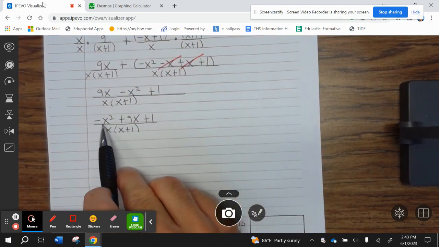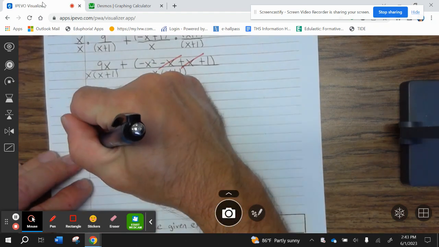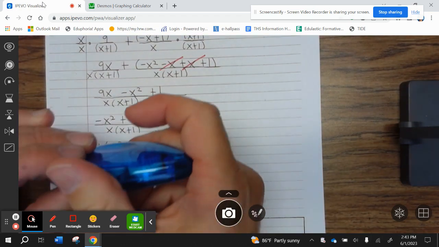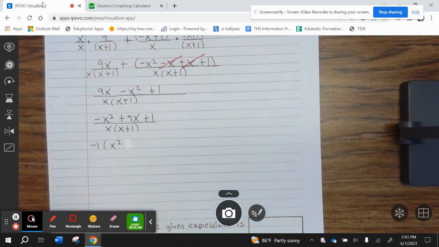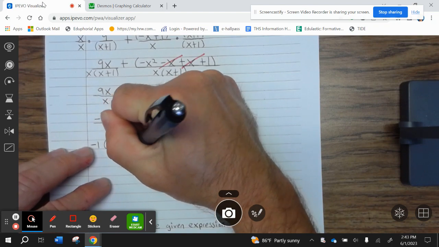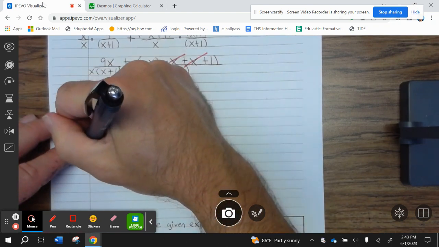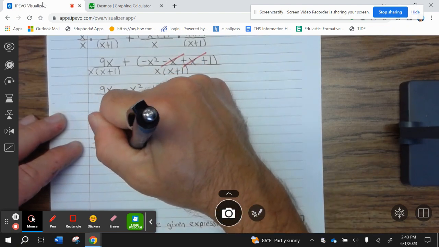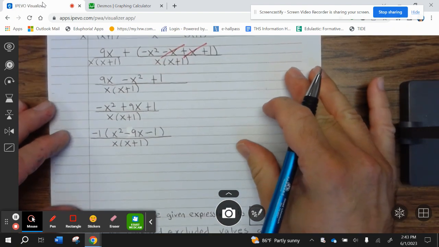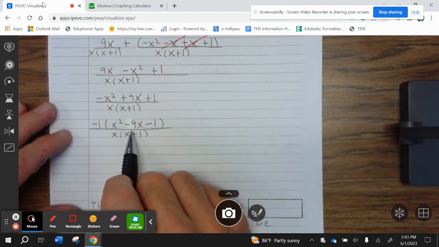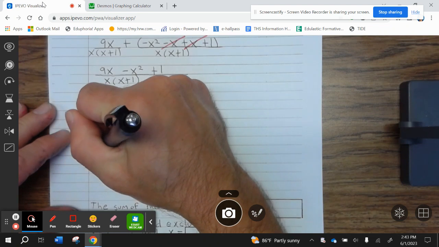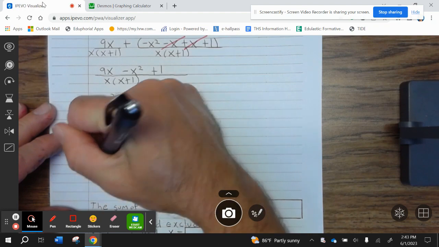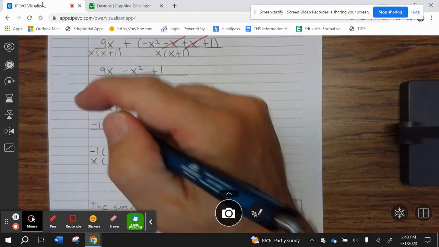Now you never want to have a negative x squared. You want to factor out the negative 1. So that becomes negative 1 parentheses x squared minus 9x minus 1 divided by x times x plus 1. Now this can be factored, so that's negative 1 parentheses parentheses divided by x plus 1.